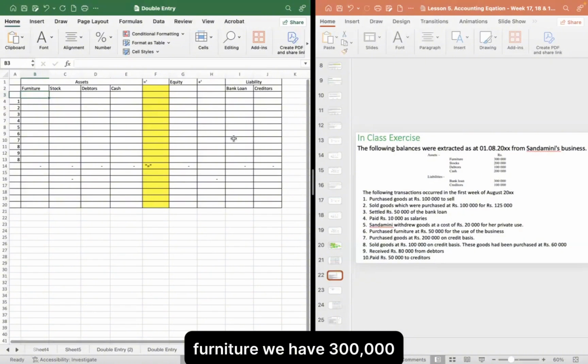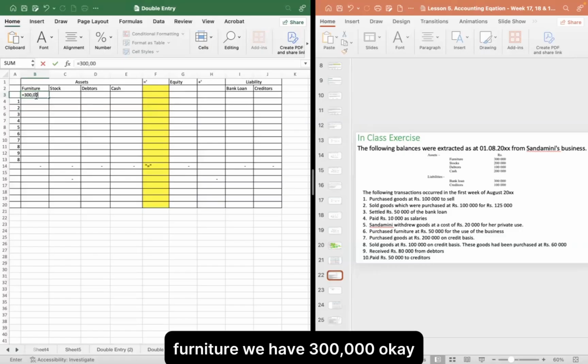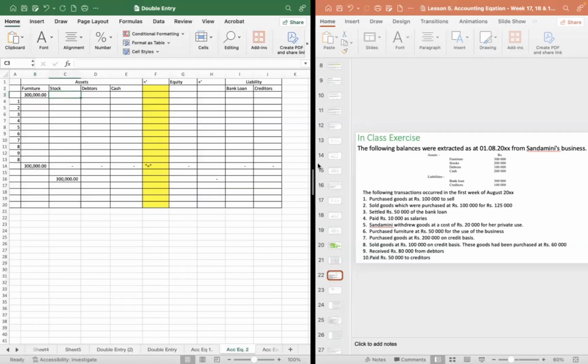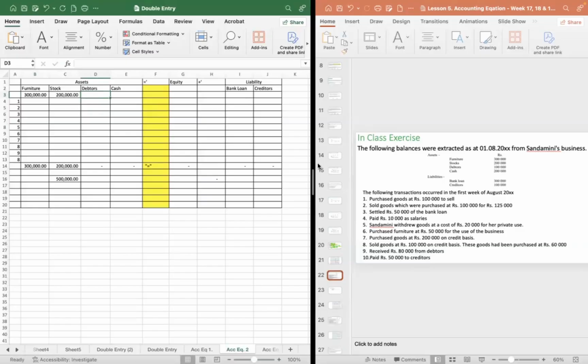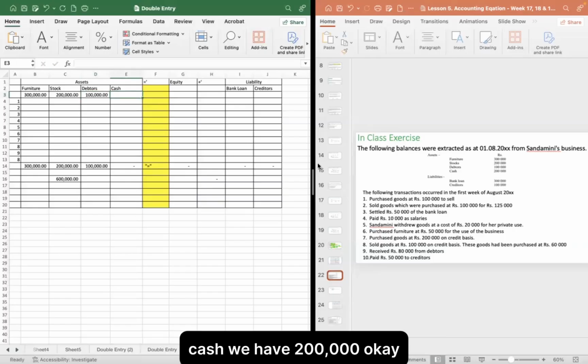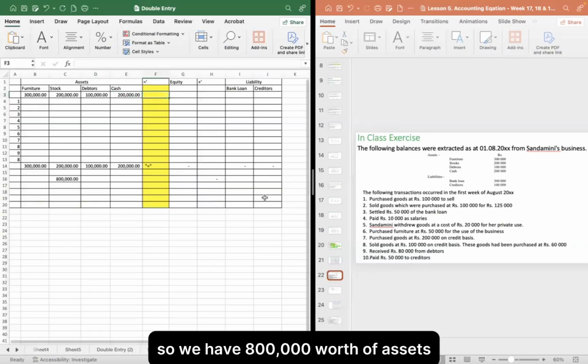Furniture we have 300,000. Then stocks we have 200,000, and then debtors we have 100,000. Cash we have 200,000. So that is the composition of the assets. We have 800,000 worth of assets.